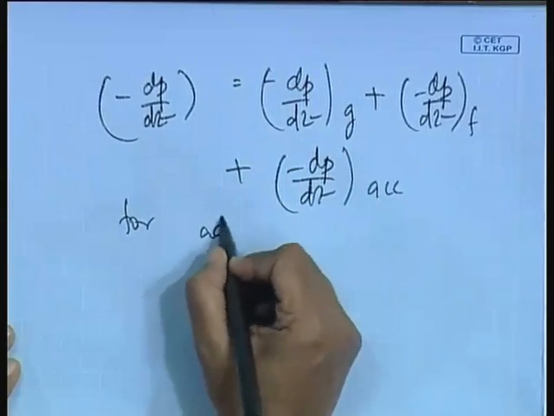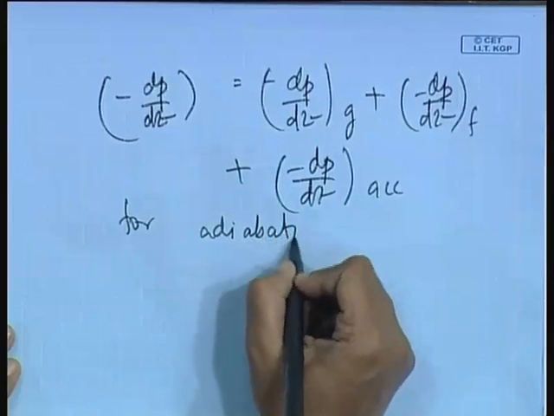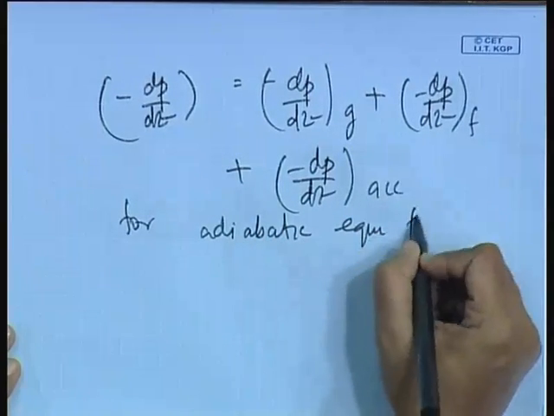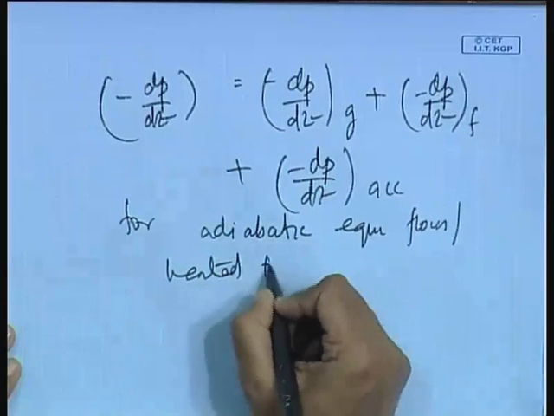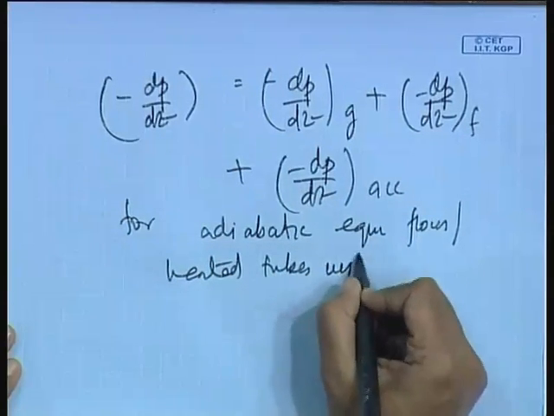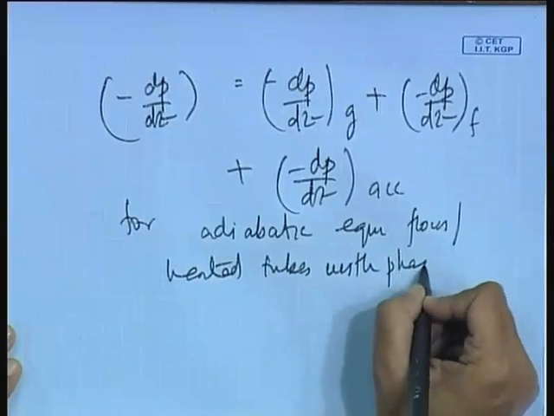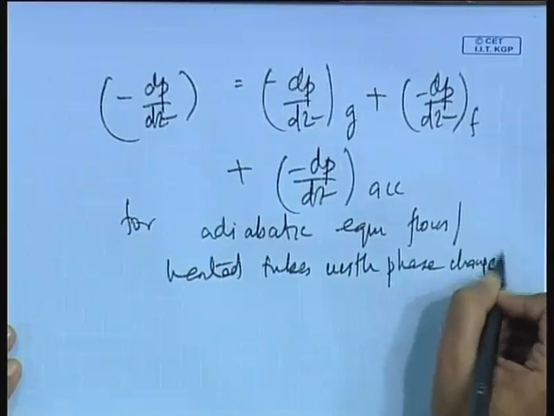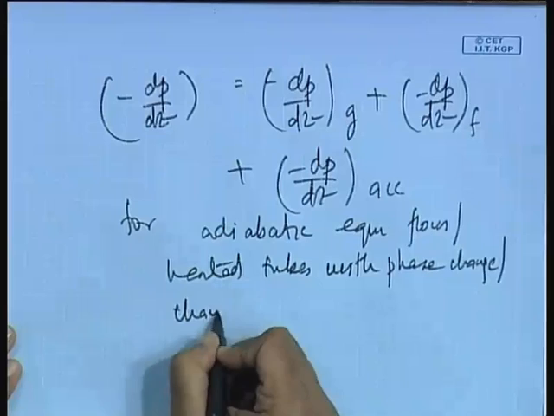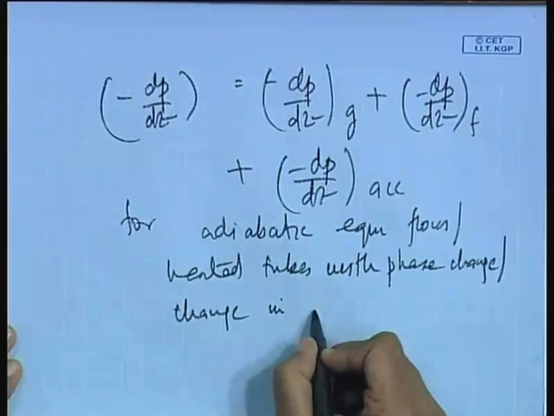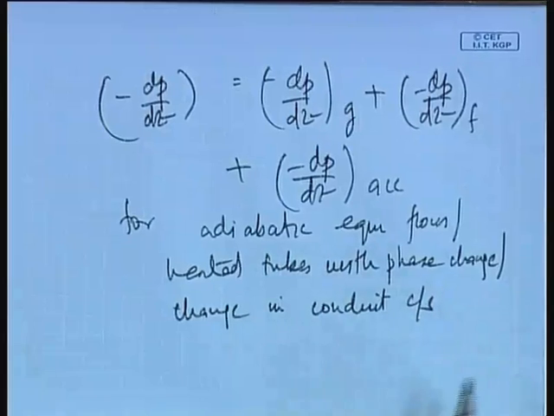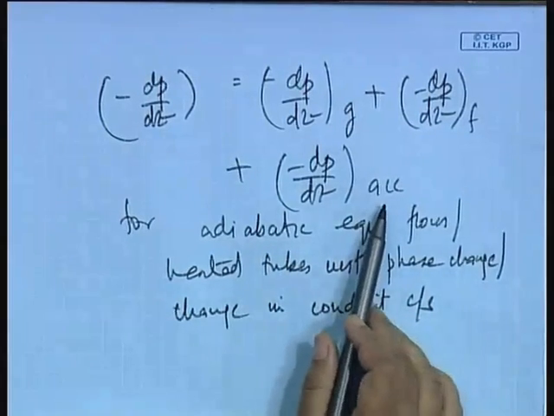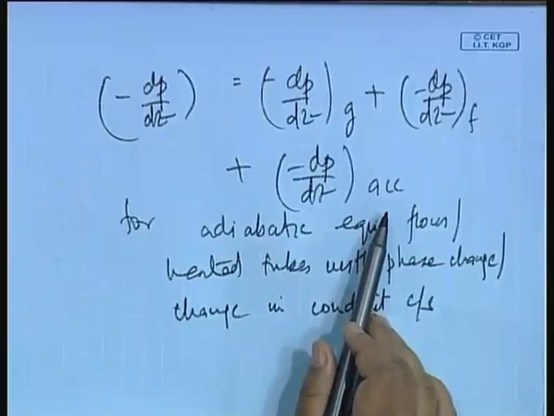for all circumstances: for adiabatic equilibrium flows, heated tubes with phase change, as well as change in conduit cross section. For all such cases, we do have an acceleration pressure gradient.